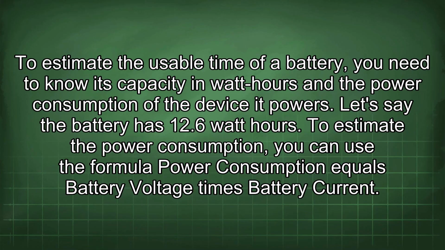To estimate the usable time of a battery, you need to know its capacity in watt-hours and the power consumption of the device it powers. Let's say the battery has 12.6 watt-hours. To estimate the power consumption, you can use the formula power consumption equals battery voltage times battery current.